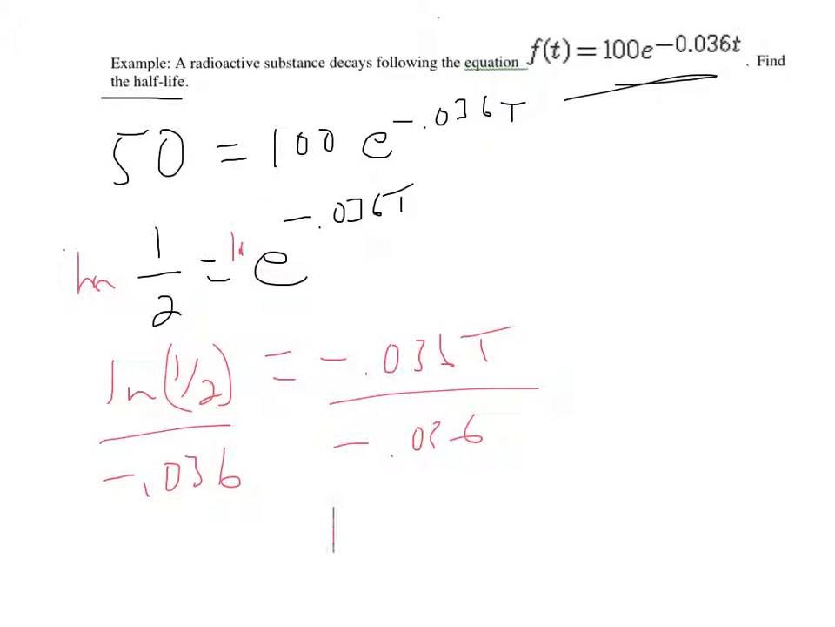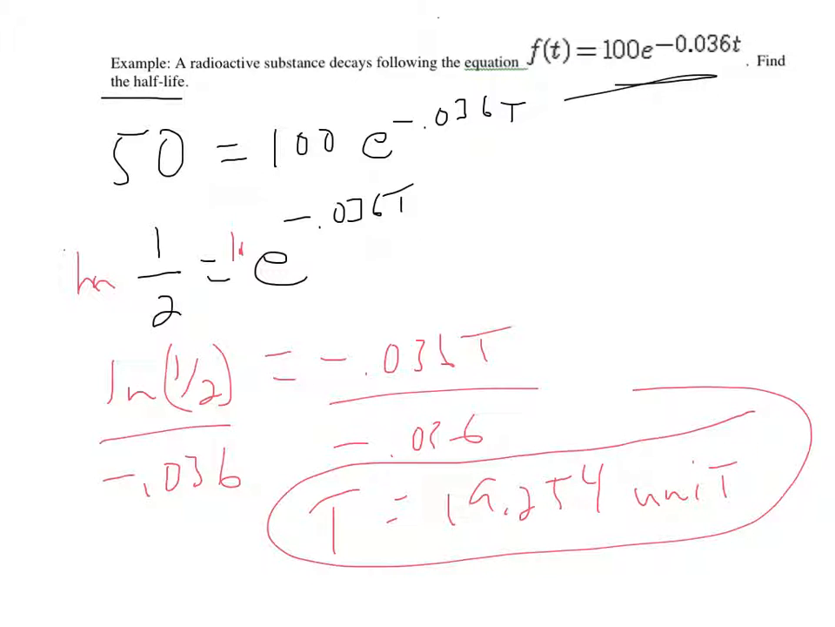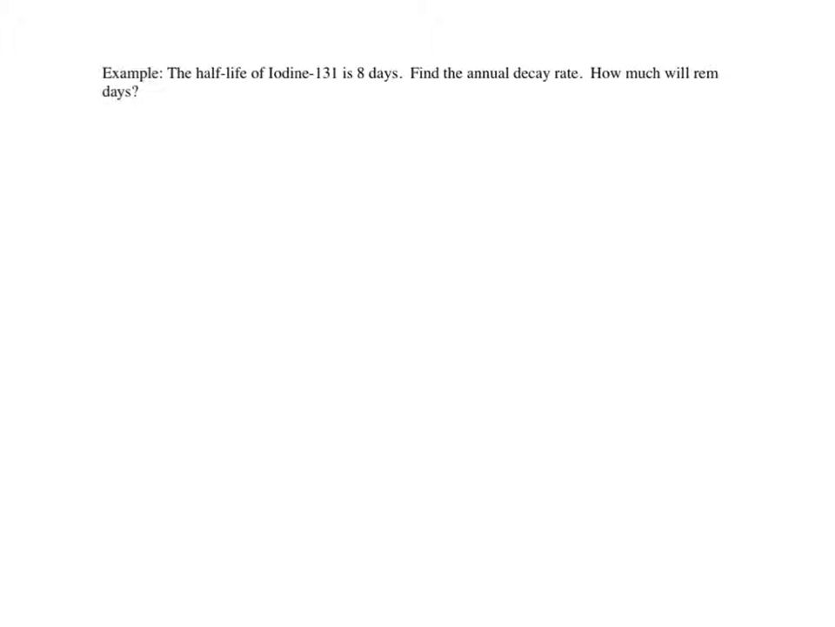My calculator is telling me that the half-life is 19.254 years. Or days. Does it say what it is? No, it doesn't give us the unit. But that's how long it takes to reduce by half. So for this situation, they're telling us the half-life is 8 days.